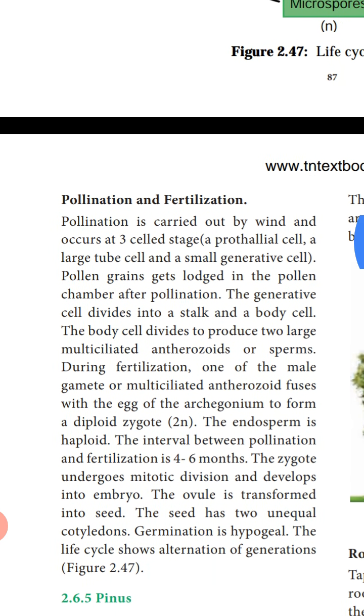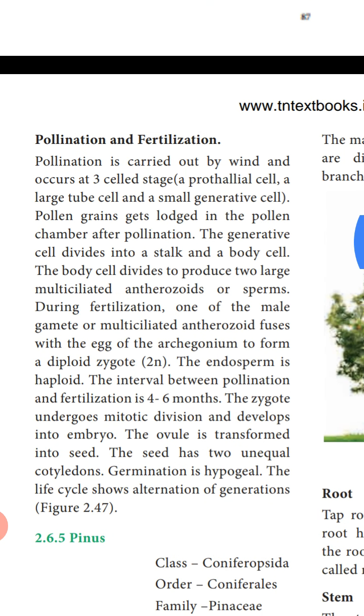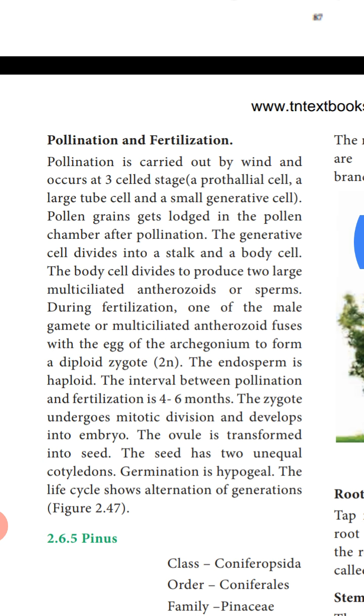So here pollination is carried out by wind and occurs at 3 cell stage: a prothallial cell, a large tube cell, and a small generative cell. So as we have already studied, this pollination will take place. As we studied in gymnosperms, the agent of pollination is the wind. So the pollen grains are released in a 3-celled stage. They get deposited over the female structure.